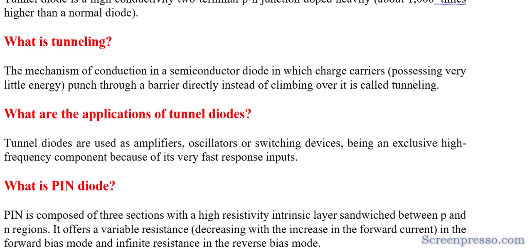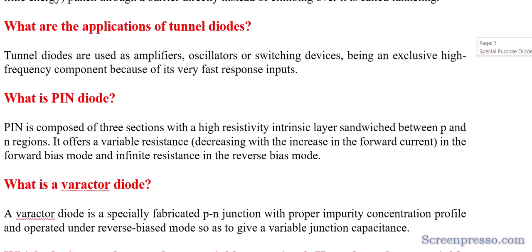So next is what is PIN diode? So this is very important now. What is PIN diode? P means P region, you already know. N means N side of the diode. So what is this I? I is nothing but the intrinsic. To remember, I am telling in the easiest way. So now we'll go for the meaning of it.